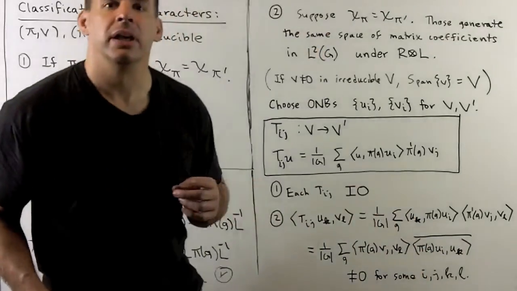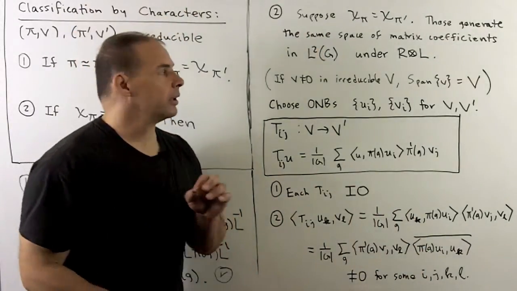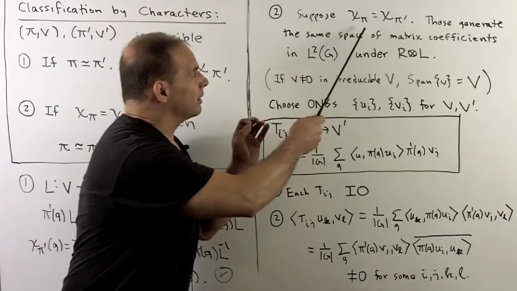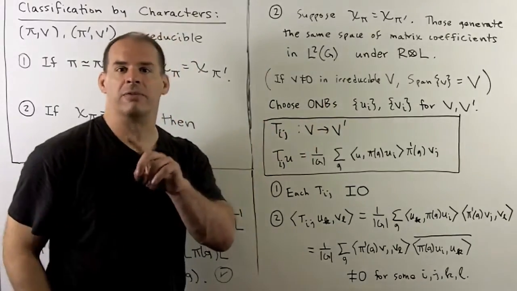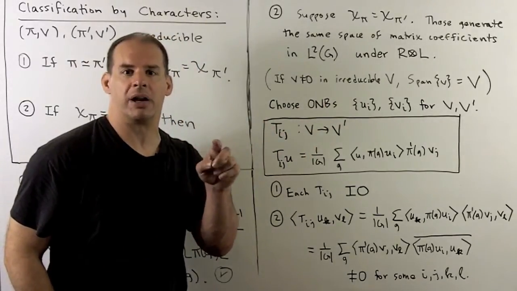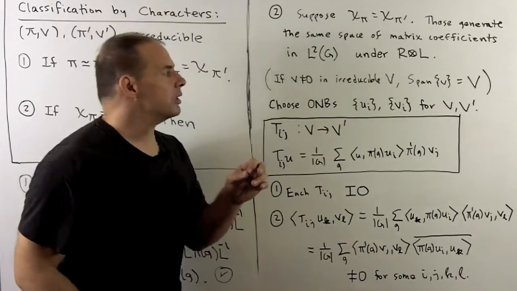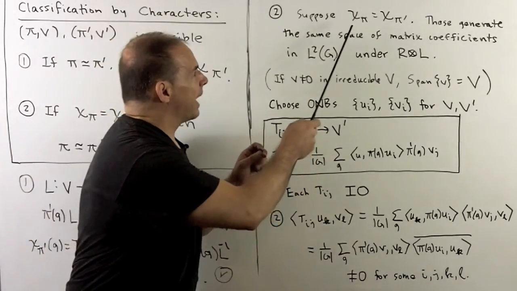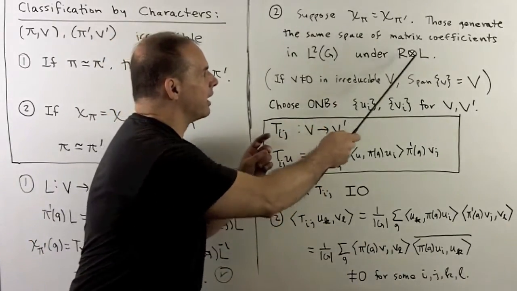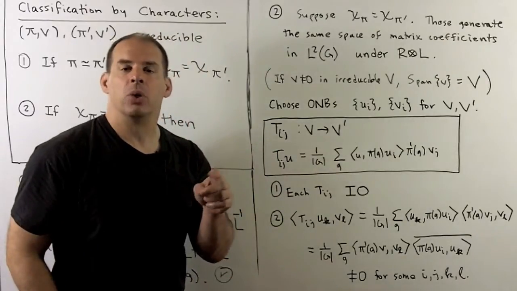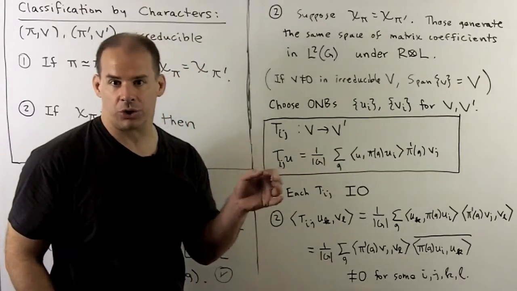Conversely, if the characters are the same, we've noted I could write this character as a sum of matrix coefficients for the corresponding representation. So if we consider the span of the character under the right and left actions in L2 of G, we're going to recover the irreducible block of matrix coefficients.